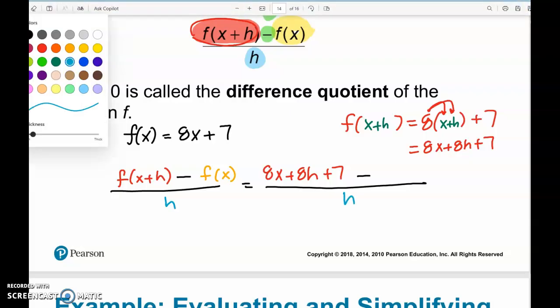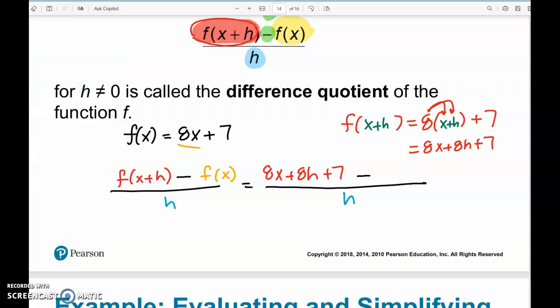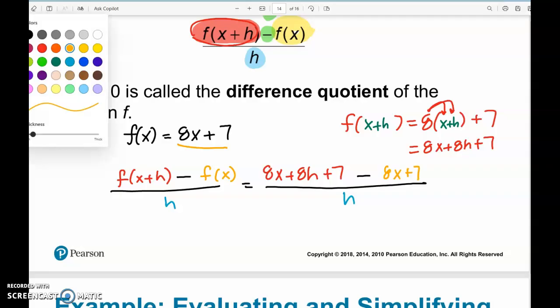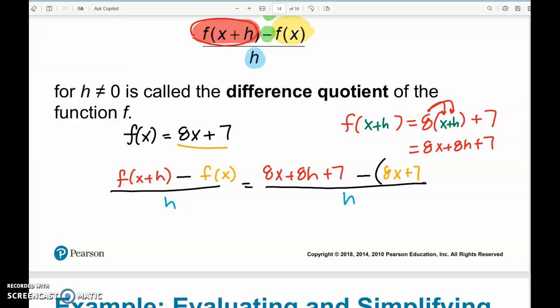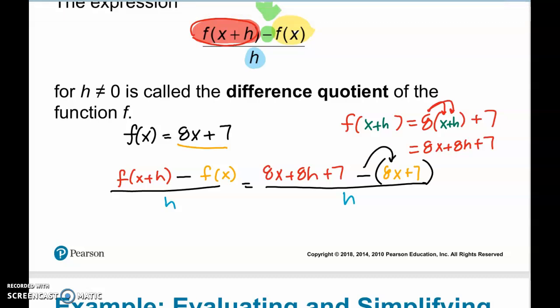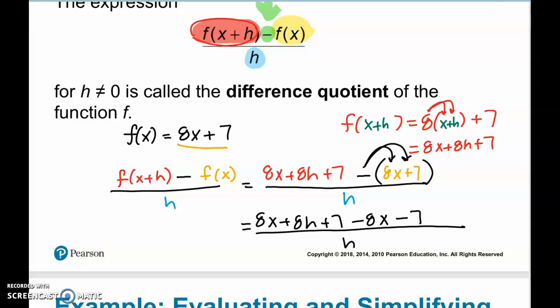But I do have this minus f of x. I know what f of x is. It's 8x plus 7. But remember I said that this minus sign plays an important role. I am going to make sure that I remember to distribute this minus sign. Anything that follows it is going to change to the opposite sign that it started with. So I will have this minus 8x minus 7. This whole thing divided by h.